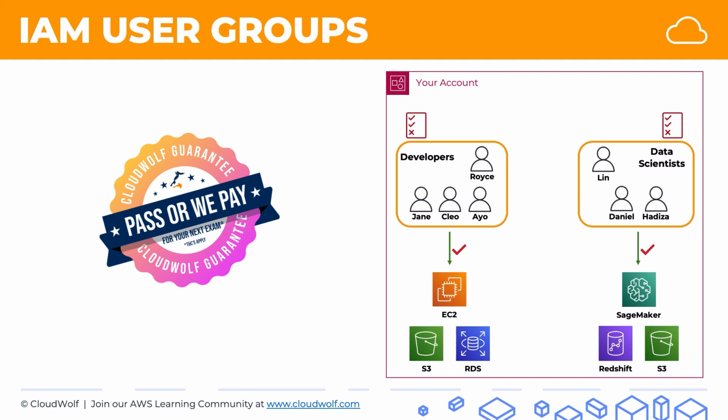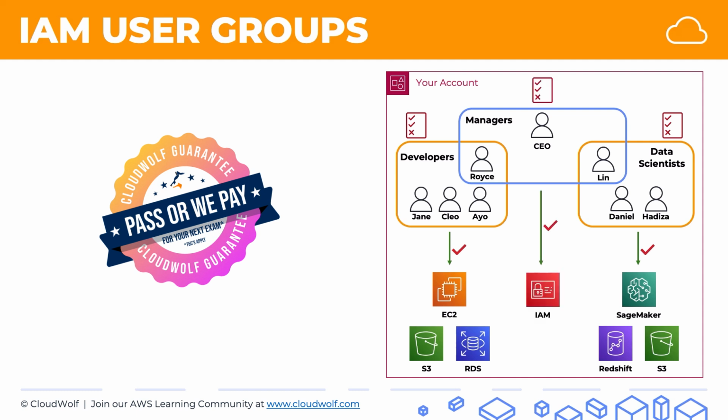Now, let's say we also have another user, the CEO, and together Royce, the CEO, and Lynn are managers. They're managers of the organization. Well, they might need access to other tools such as IAM. Again, instead of assigning these permissions individually to each one of them, we can assign this permission to the whole group and they will inherit them.